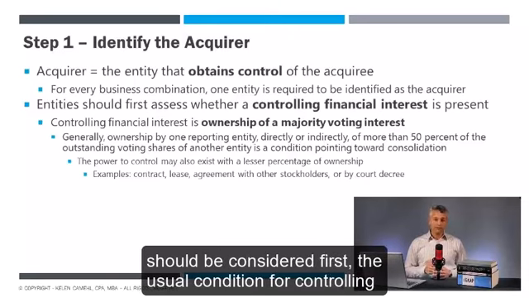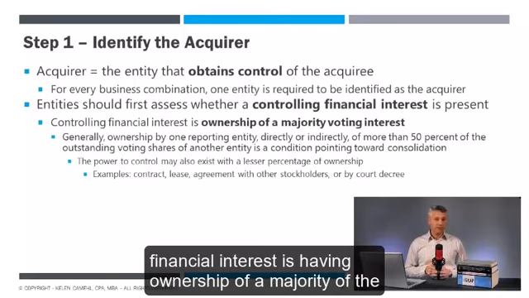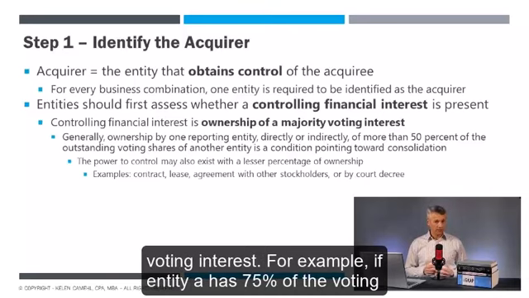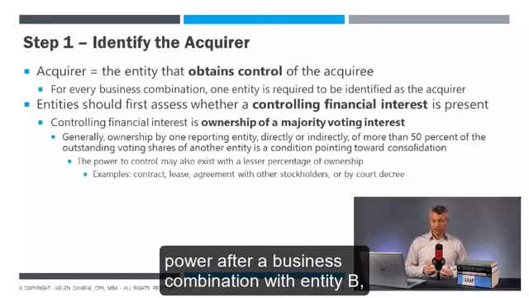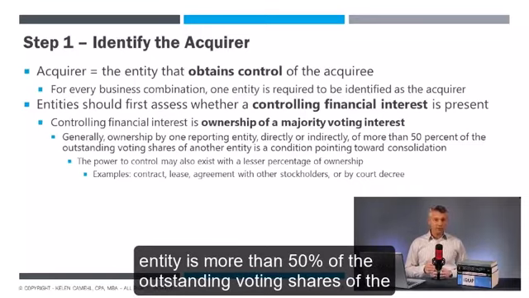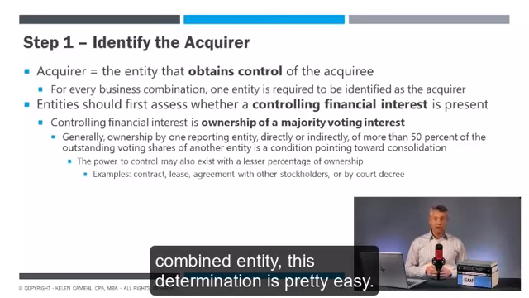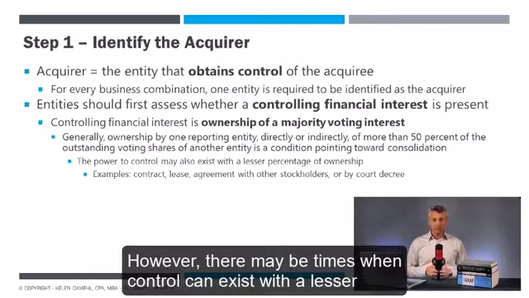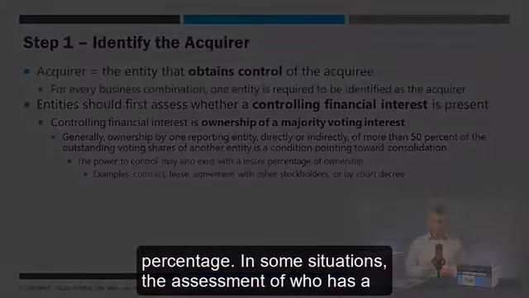The usual condition for a controlling financial interest is having ownership of a majority of the voting interest. For example, if Entity A has 75% of the voting power after a business combination with Entity B, Entity A would be the acquirer. Generally, if ownership by one entity is more than 50% of the outstanding voting shares of the combined entity, this determination is pretty easy. However, there may be times when control can exist with a lesser percentage.